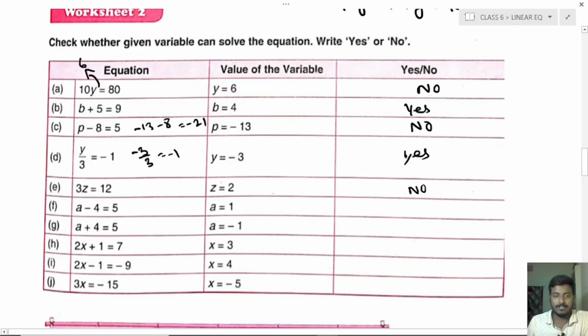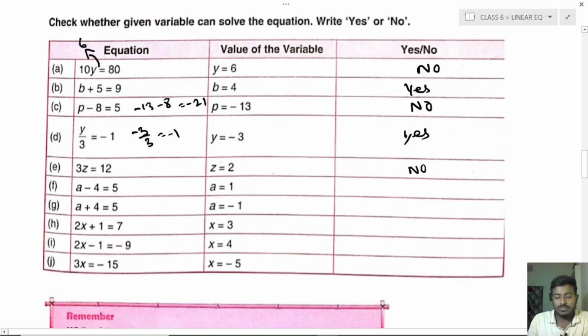Next, a minus 4 equal to 5. So here it is 1 minus 4 equal to 5. No. So this is no. A plus 4 equal to 5, with a equal to minus 1. So minus 1 plus 4 equal to 5. No, this is no, because the answer is 3. Next, 2x plus 1, so 2 into 3 plus 1, that is 6 plus 1, that is 7. Yes, true.